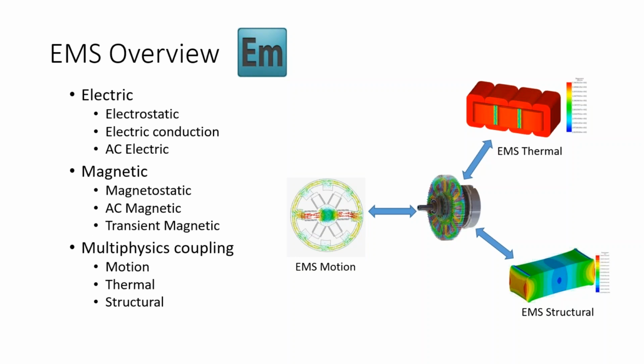EMS electromagnetic solvers are coupled with some other physics solvers as well. EMS has its own thermal and structural simulation packages, which can be directly coupled with its electromagnetic solvers, and then you can get a fully multi-physics, multi-domain solution. EMS also couples with SOLIDWORKS Motion, which allows you to perform fully dynamic electromechanical simulations and get a transient response of different mechanical systems.